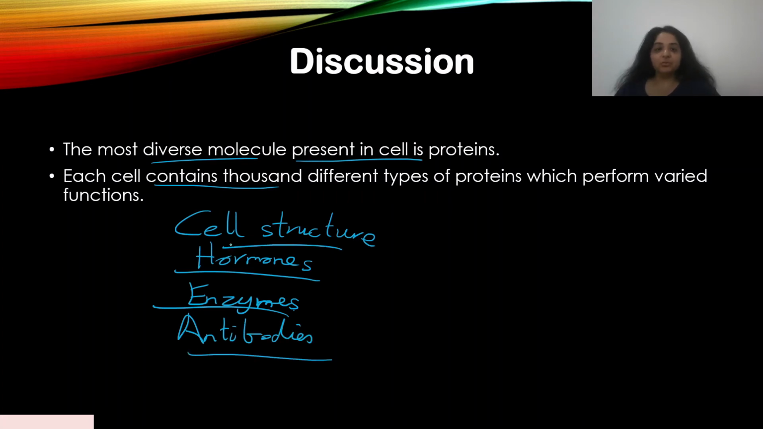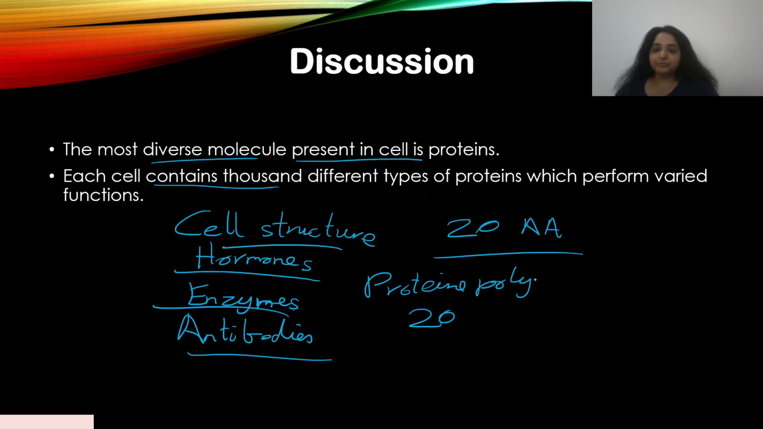Yep, so these are some of the functions. They're varied, they're diverse. Now we know that there are 20 amino acids present in nature, in our body. And so proteins are polymers of these 20 amino acids. The different permutations and combinations of those 20 amino acids form these proteins.